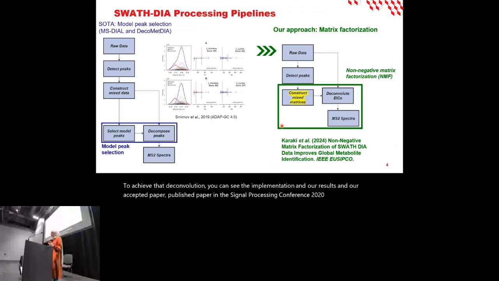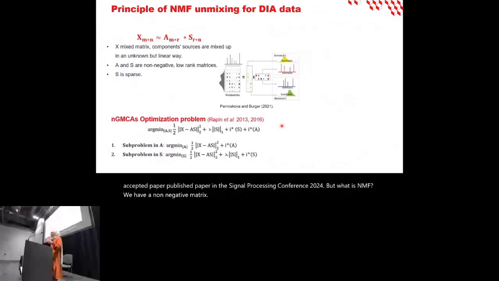But what is NMF? We have a non-negative matrix X. In our application, it consists of sources mixed in an unknown but linear way. And our aim is to factorize it, to approximate it by finding two non-negative matrices A and S, where S contains the basis of the matrix X, in our case the pure spectra, and A contains the elution profiles, the coefficients of these bases.